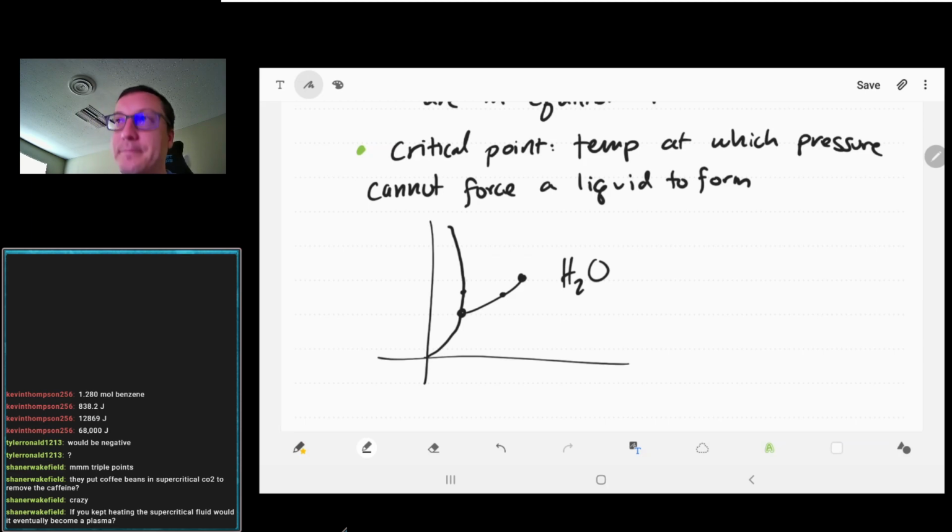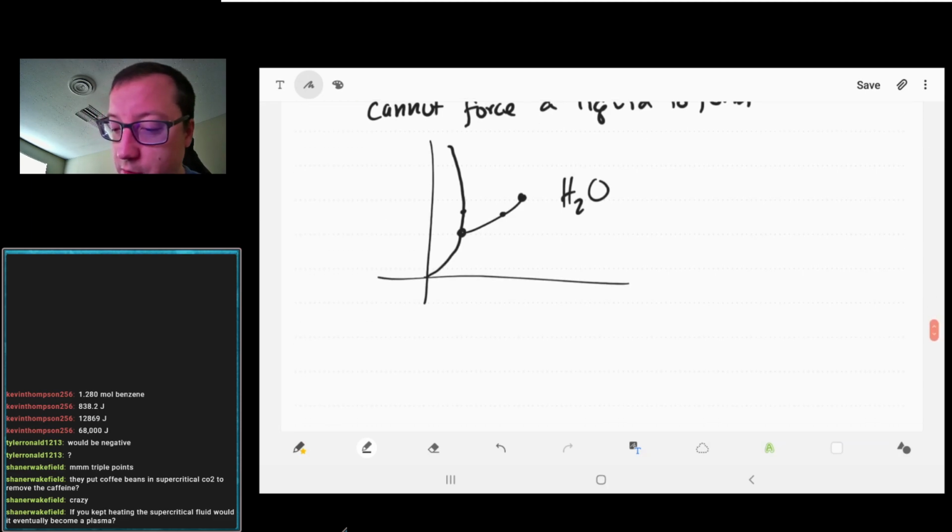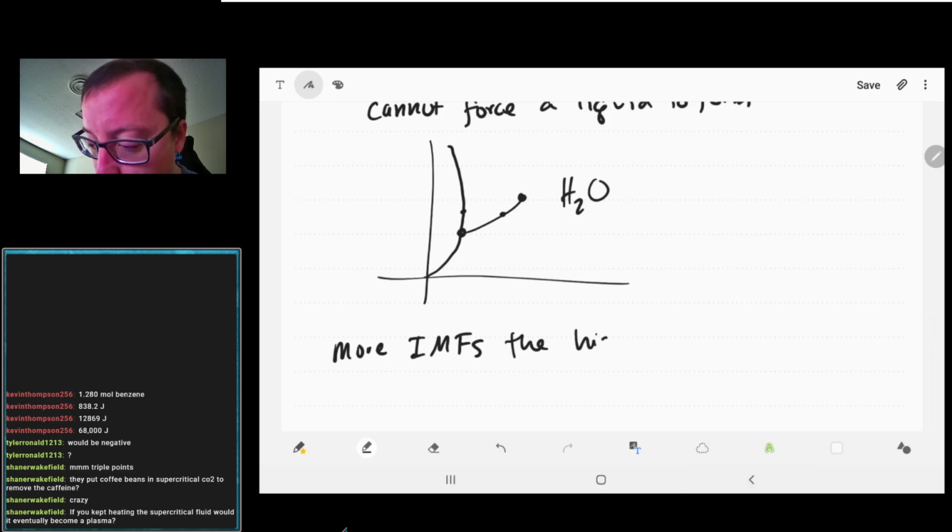So there we go. One more thing to note is that the more intermolecular forces you have, the higher your critical point is.